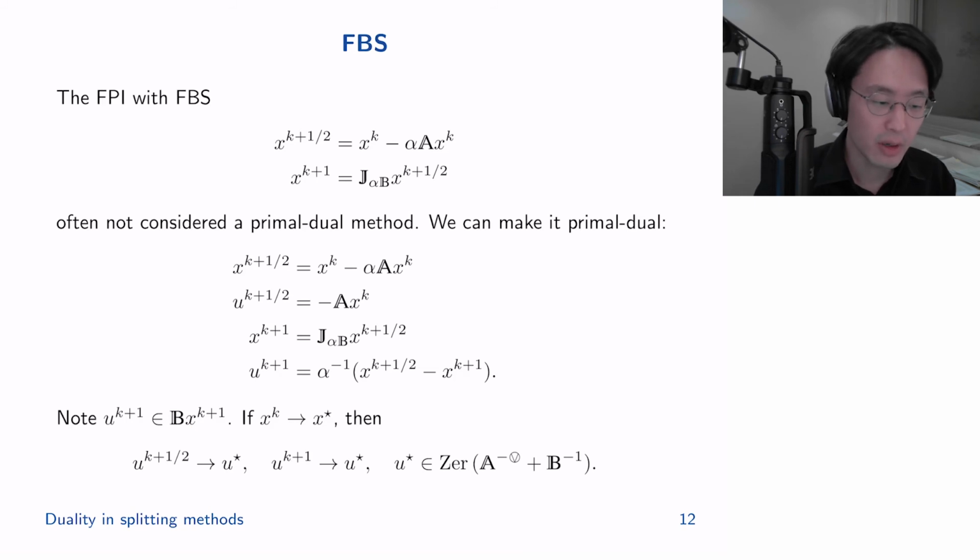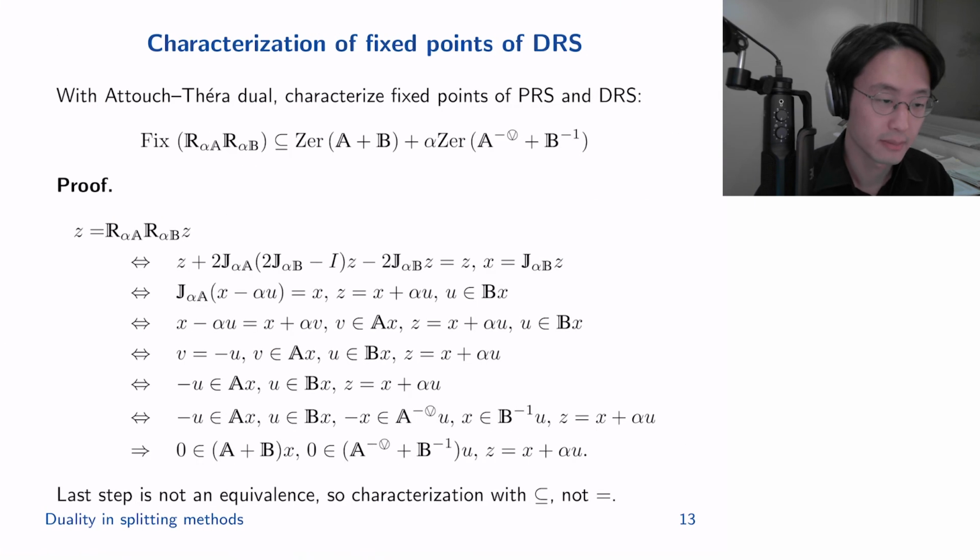If the conditions are met such that forward-backward splitting converges, so if x^k converges to a primal solution x star, then the dual iterates u^{k+1/2} converge to u star, and u^{k+1} converges to u star, the same limit, where u star is a dual solution of the Attouch-Théra dual. Using the Attouch-Théra dual, we can characterize the fixed points of Peaceman-Rachford splitting and Douglas-Rachford splitting.